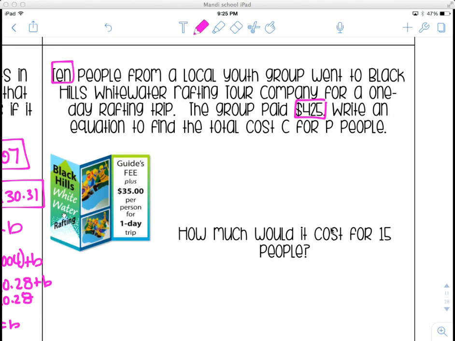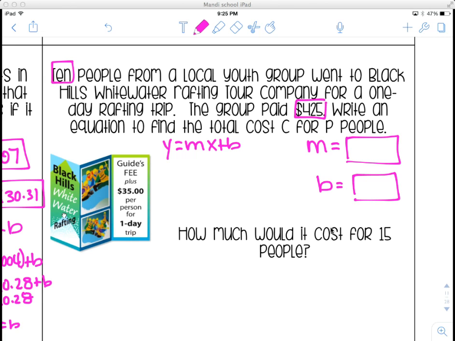Well, we're still going to start with y equals mx plus b because that's what we know. We'll change it to C and P at the end. So we still need an m. We still need a b. Well, it says right here that this trip cost a guide fee plus $35 a person. Well, your slope, anytime it's per something, that's usually your slope. So our slope is 35.